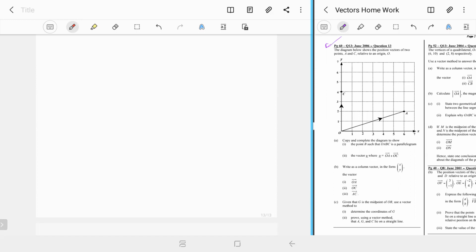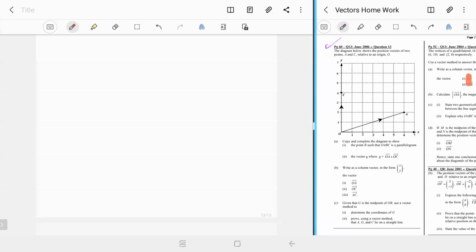So let me start talking now so I can go into this next question. This question gives us this diagram. It says the diagram below shows the position vectors of two points, A and C. So this is A and this is C. C is on the y-axis. Clearly A is the point (6, 2), and this point is (0, 4).